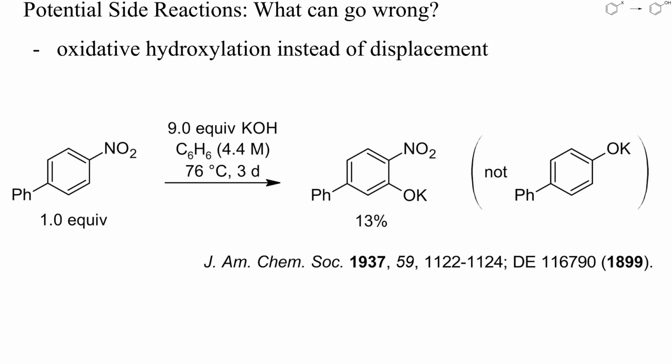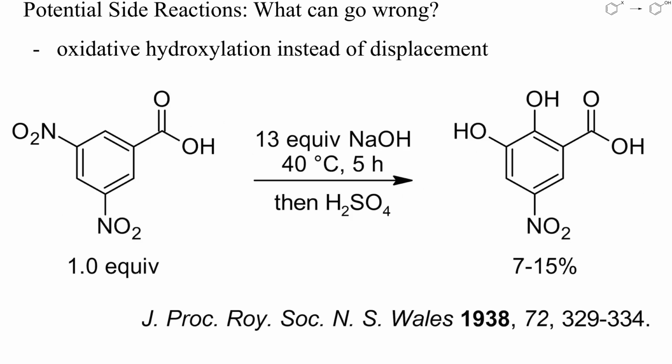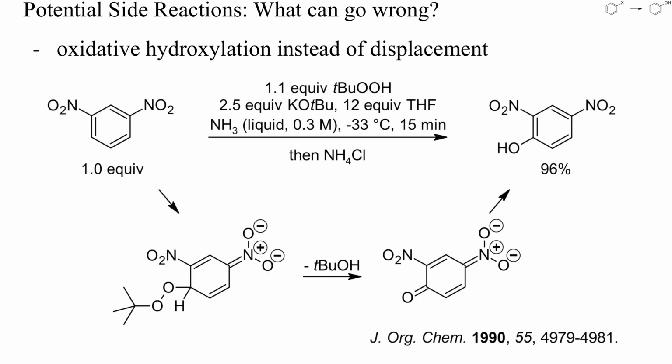Here, only 13% of a phenol resulted after refluxing for 3 days in benzene. In this example, both oxidative hydroxylation and substitution of a nitro group occurred. With stoichiometric oxidants, much higher yields can be attained, as in this example.